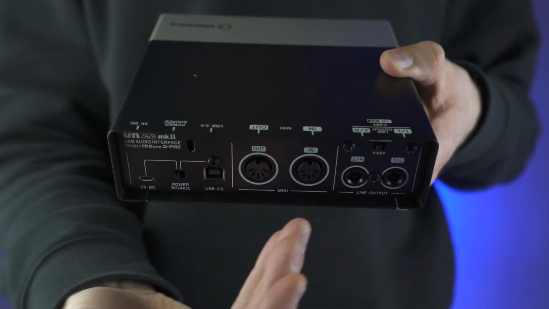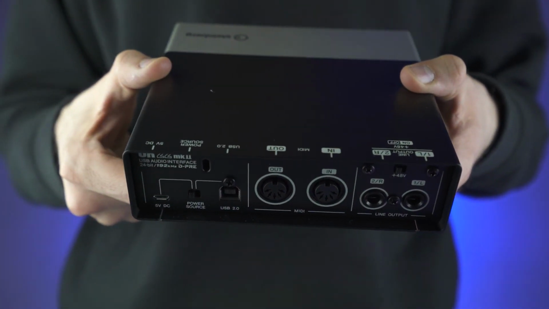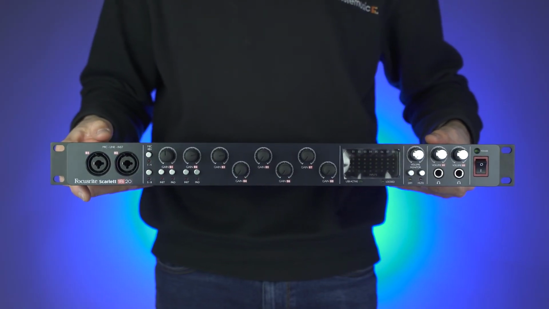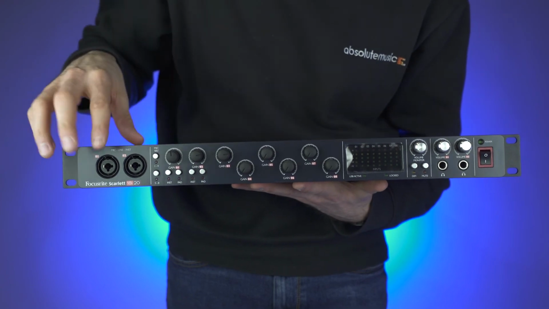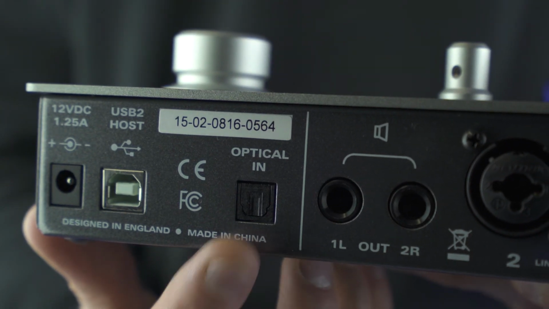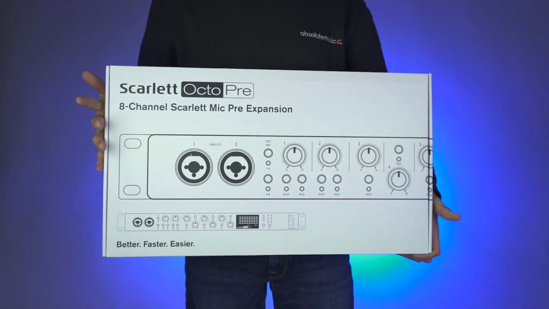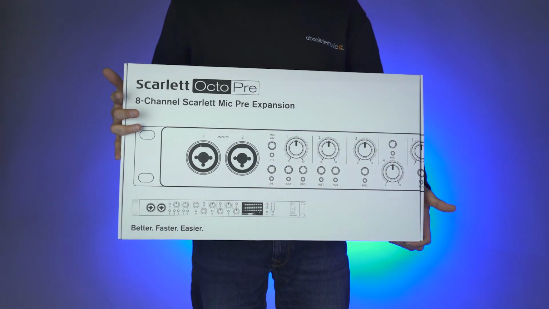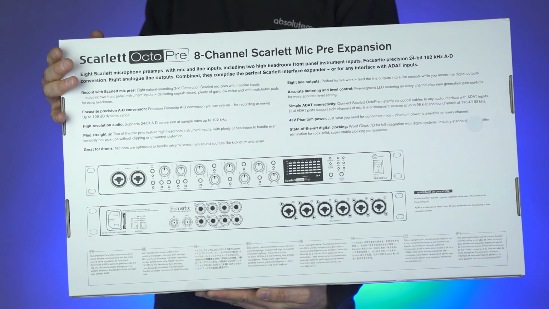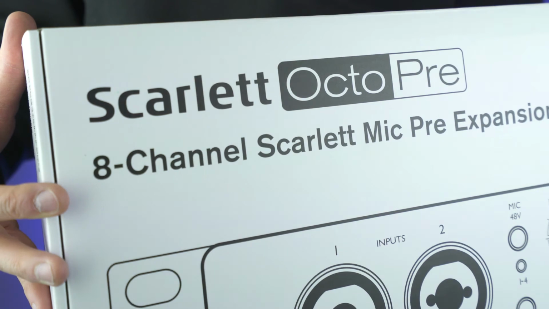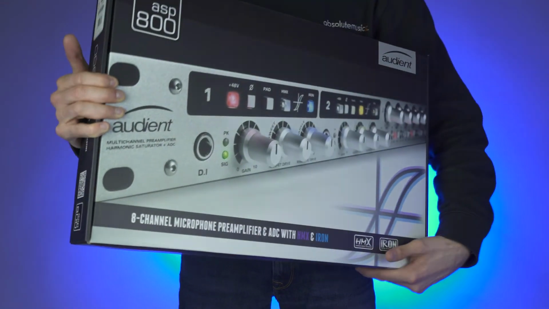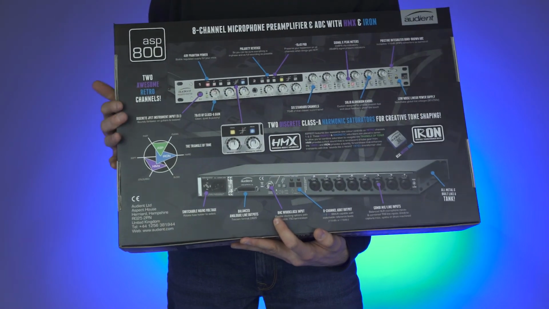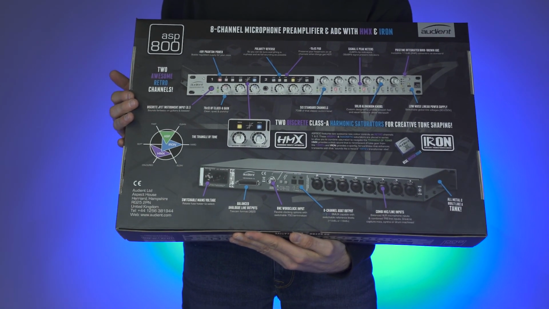Choose an interface that has enough I/O for what you see yourself doing. Make sure the interface you buy has enough microphone inputs, if that is important to you, or whether it has enough instrument inputs. One thing to note here is that the digital inputs, especially ADAT, can be used to expand the number of analog inputs. Simply by adding another separate AD converter to your system, for example the Focusrite Octopre or the Audient ASP 800, and taking the ADAT output from that converter and plugging it into the ADAT input on your interface, then voila, you've got another 8 inputs.